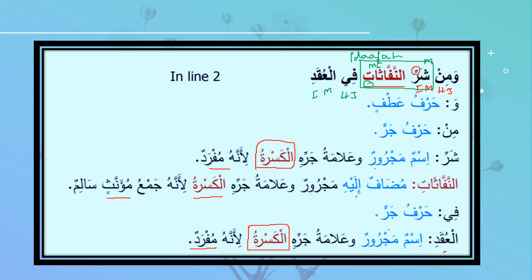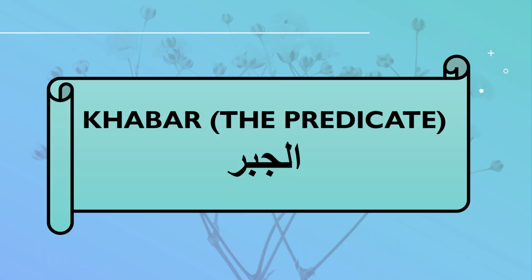And now check the next topic on the khabar. Now let's understand about the types of khabar. Khabar, or you can say in English the predicate, or you can say the information coming out for the mubtada.